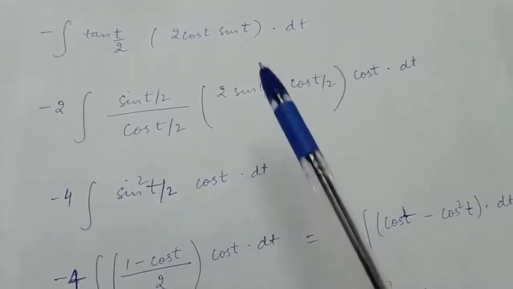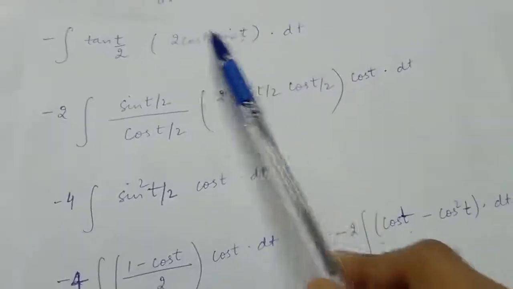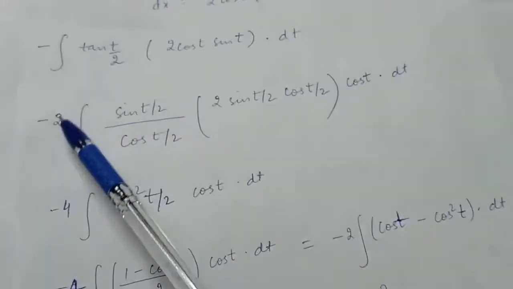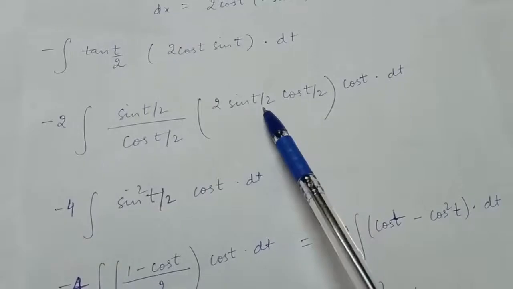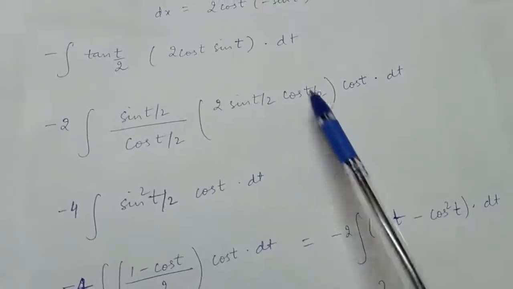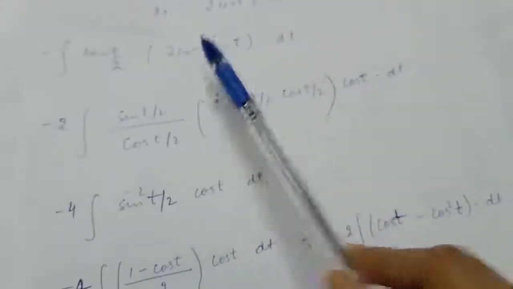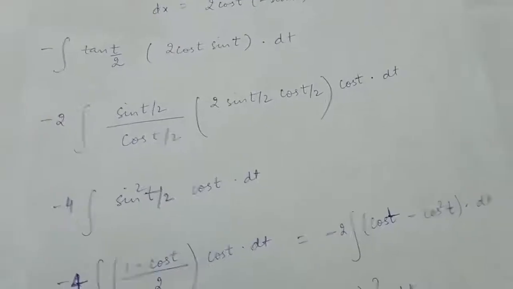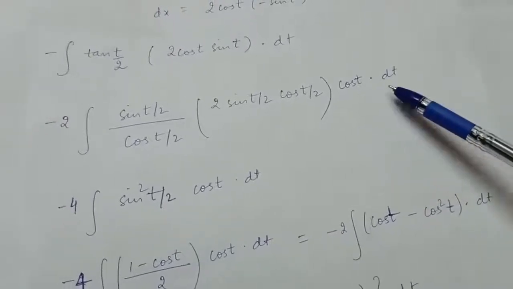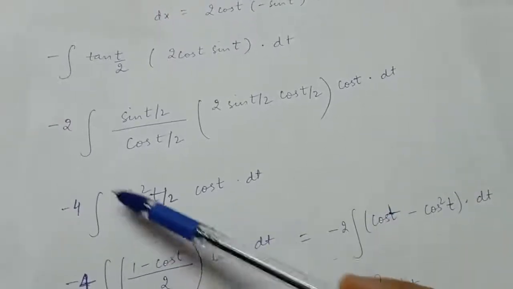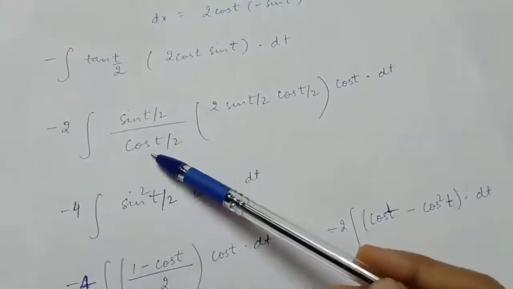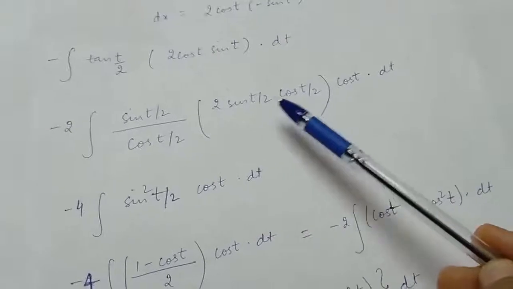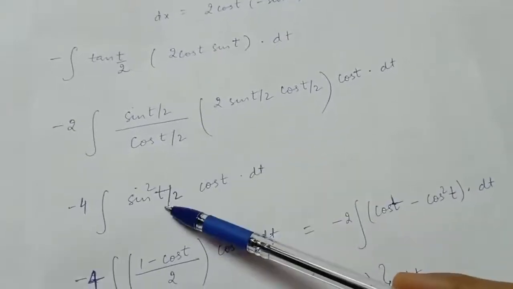Now, see this sin t. 2 I have already taken common. This sin t can be written as 2 sin t by 2 into cos t by 2, and into this cos t as it is, into dt. Now this will become minus 4, cos t by 2 will get cancelled. You will get sin square t by 2 into cos t into dt.